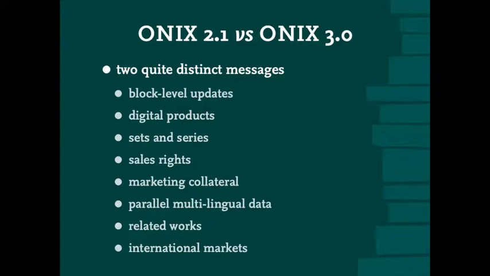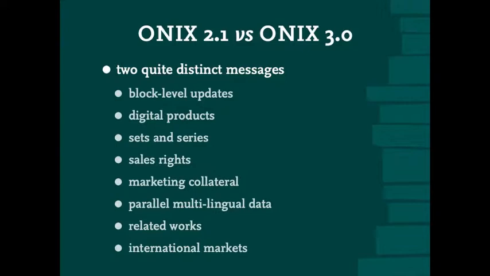ONIX 3 is much smarter about the way it deals with related works. So this is the way that a first edition is related to a second edition. This is the way that a translation is related to its original, or the way that an abridged version is related to its original. ONIX 3 is much more flexible in the way it deals with those. ONIX 3 is designed from the outset around the idea of complicated international markets for books. It's a much better fit to today's global book trading market than ONIX 2.1.